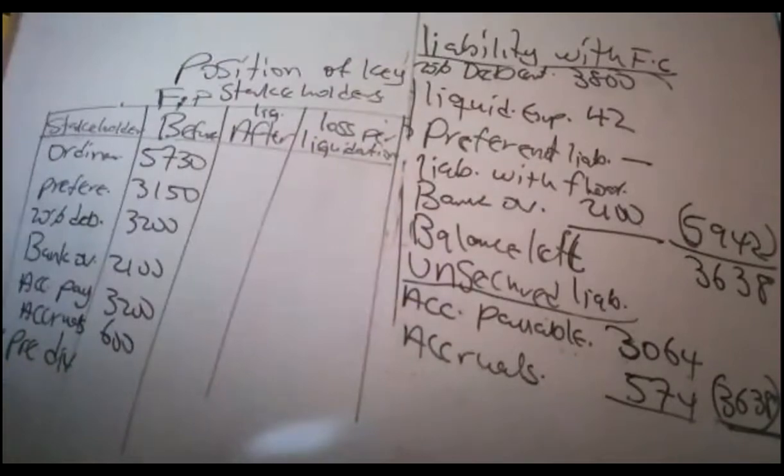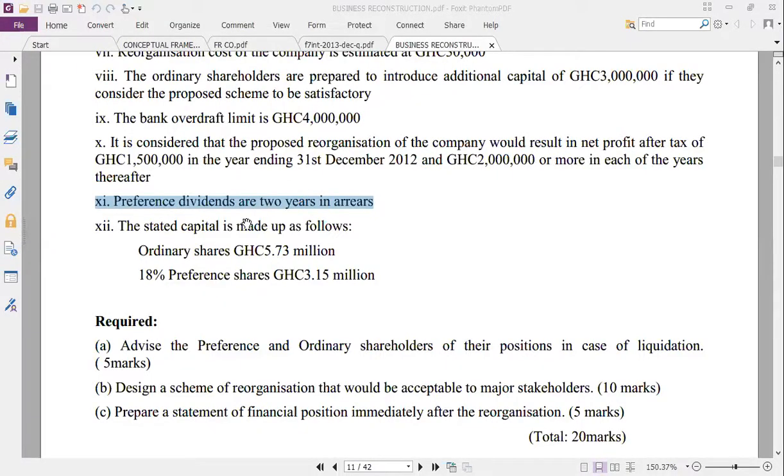The dividend in arrears. They say that the preference dividends are 2 years in arrears. So calculate for 1 year and multiply it by 2. So 1 year will be 18% of 3,150. Then you multiply this answer by 2. That is the preference dividend in arrears for 2 years. They'll give you a percentage. Just pick that percentage, multiply it by the preference share value, and whatever answer you get, multiply by 2.